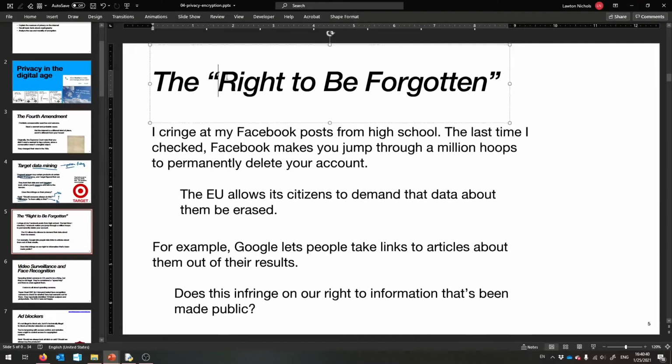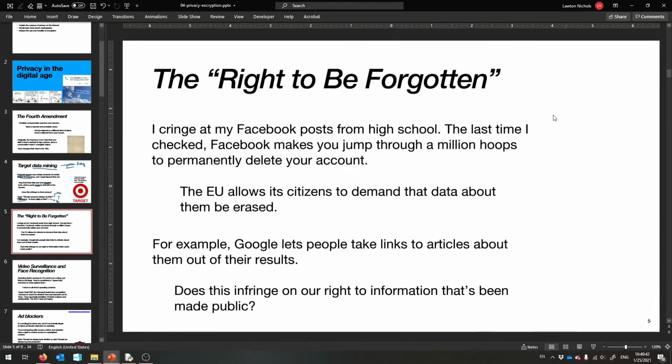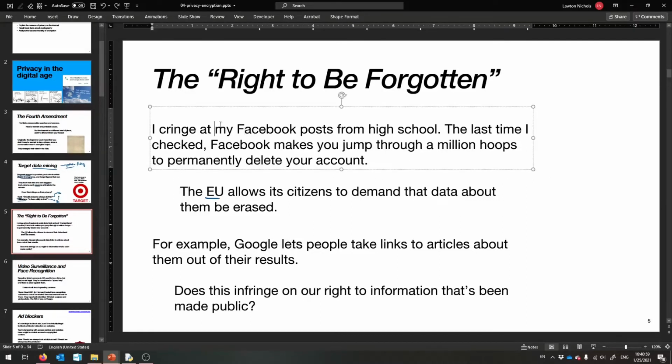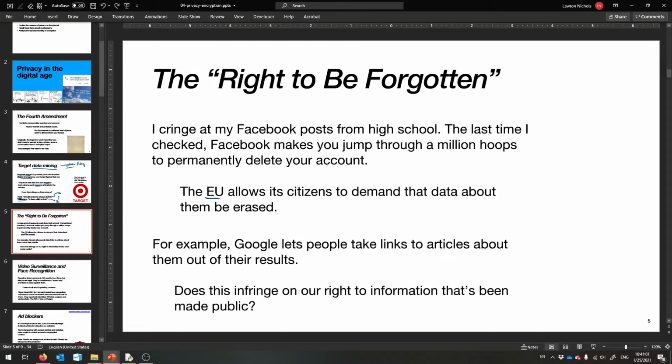So there's this thing called the right to be forgotten that exists in the European Union. So that's what the EU stands for, if you haven't seen that before. So they have this idea called the right to be forgotten. So would it be nice if I could delete all my horrible, cringy things that I posted on Facebook in high school? And maybe I can, but it's very hard to do.